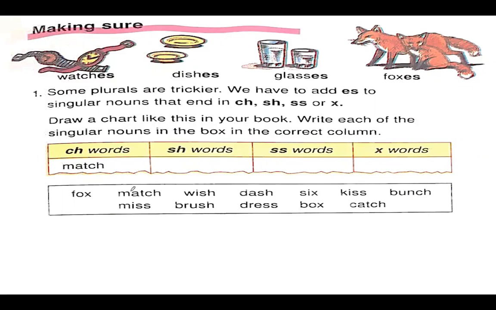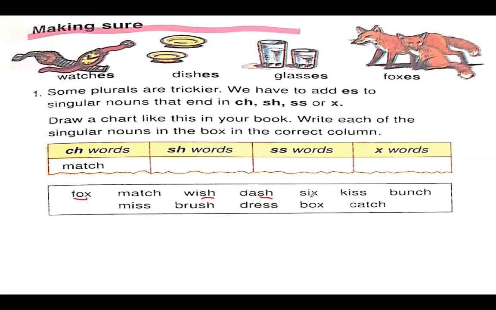Okay. Now, fox. Fox will be in which column? In the X words. Why? Because it is ending on X. Now, match. In which column will be the match? Here in the ch words. Because here in the end we have CH sound. Now, wish. Wish will be in sh words because it is a sh word. Dash. Dash again will be in sh words because it has sh sound.